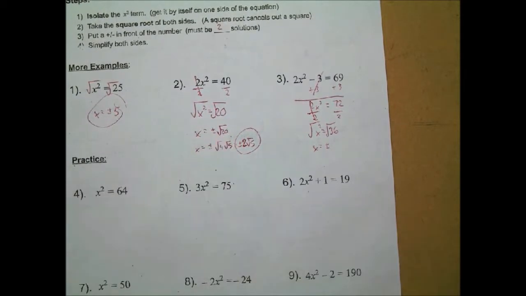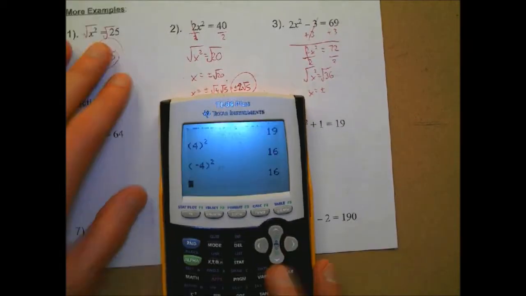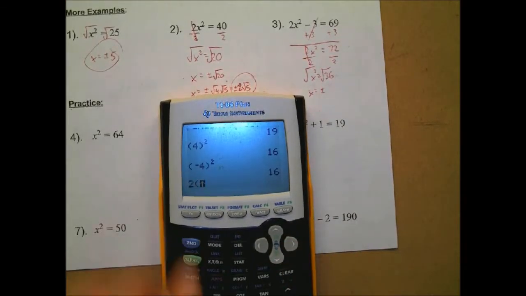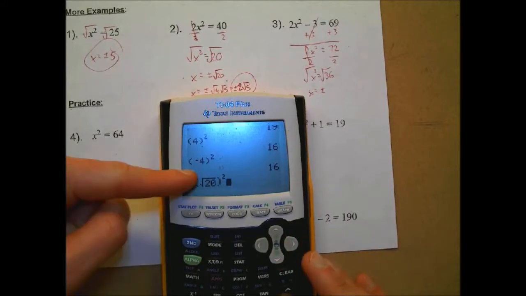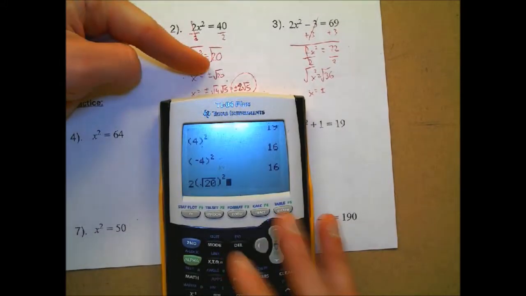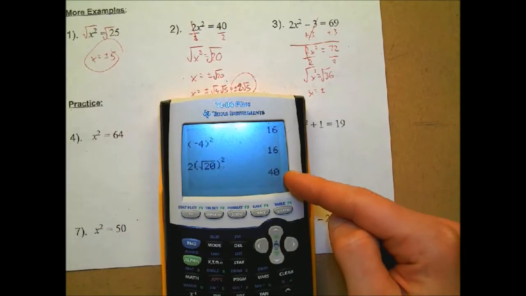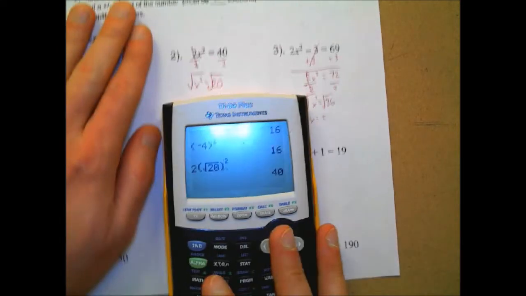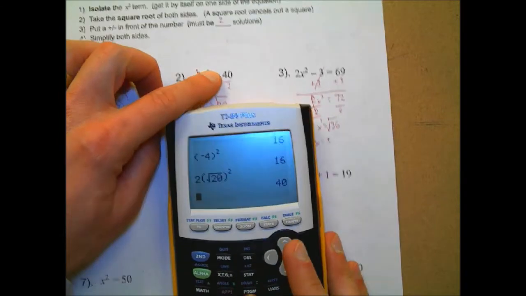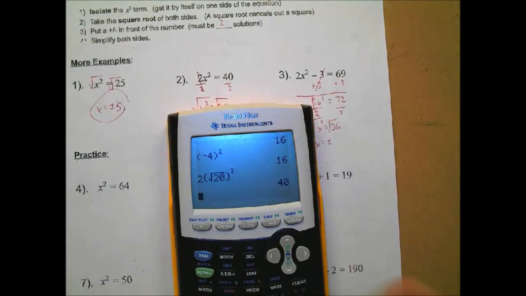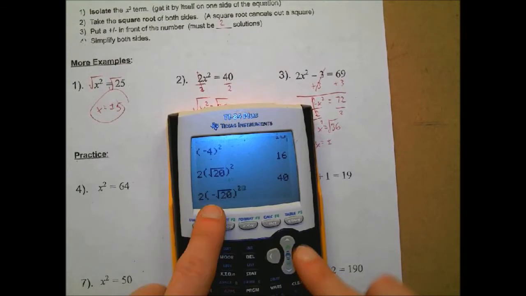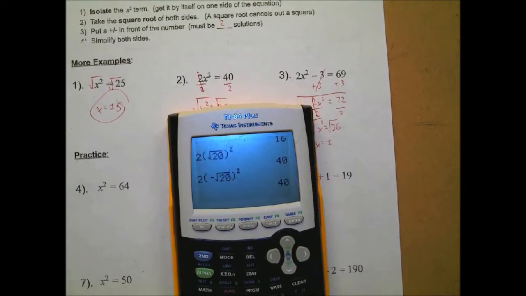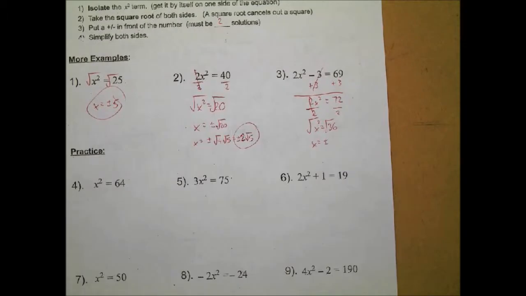Again, if you don't believe me, use your calculators and just let me show you. Okay? 2 parentheses, square root of 20, squared, right? I'm going to plug the positive root 20 in here, and look what I get. 40, which is exactly what you're supposed to get. Right, let me plug in negative root 20. Okay, so there's negative root 20 squared, also 40. So you see why we have the need for that plus or minus in there. There's 2 answers that work here.